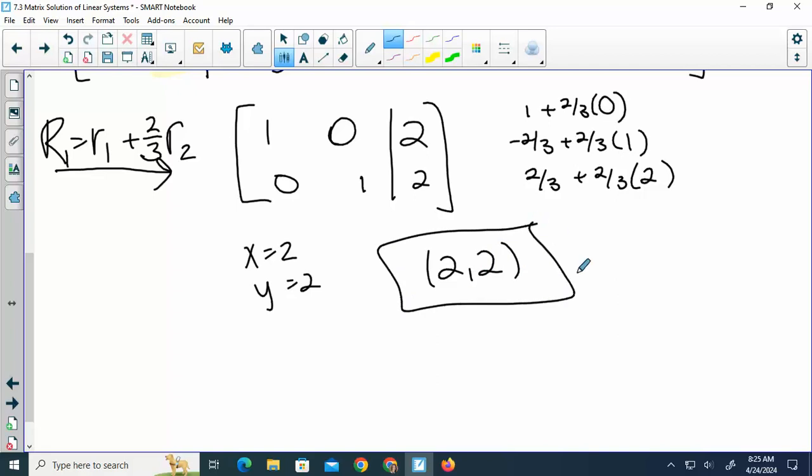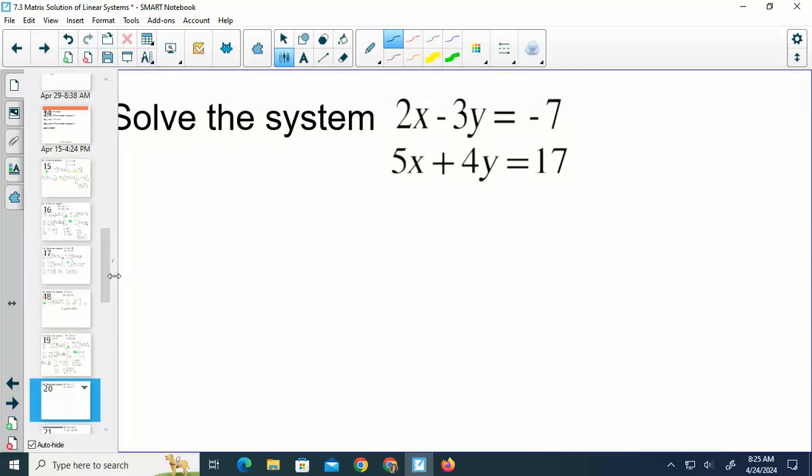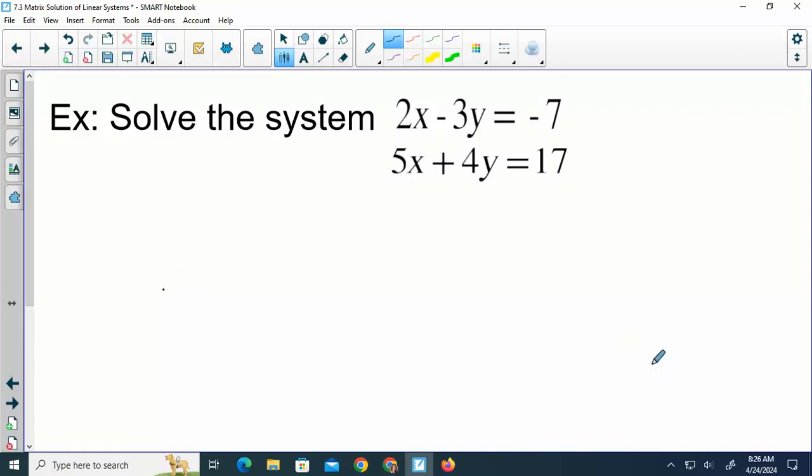I know we're still struggling a bit. Are there questions on this one? Let's do. Go ahead and do one more with 2 variables.